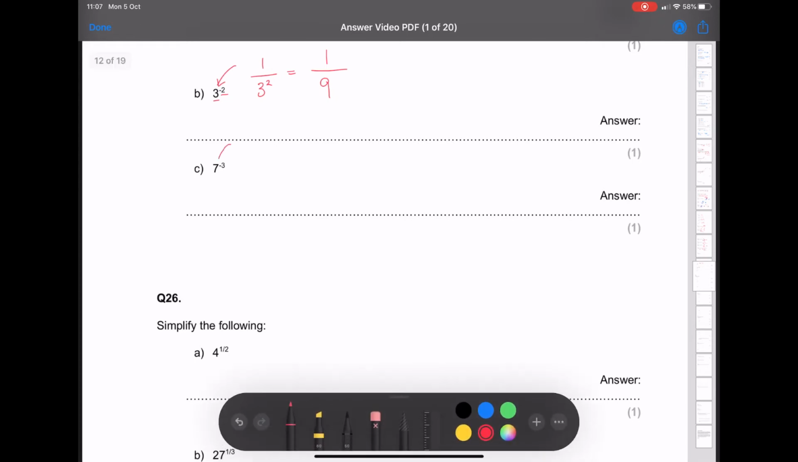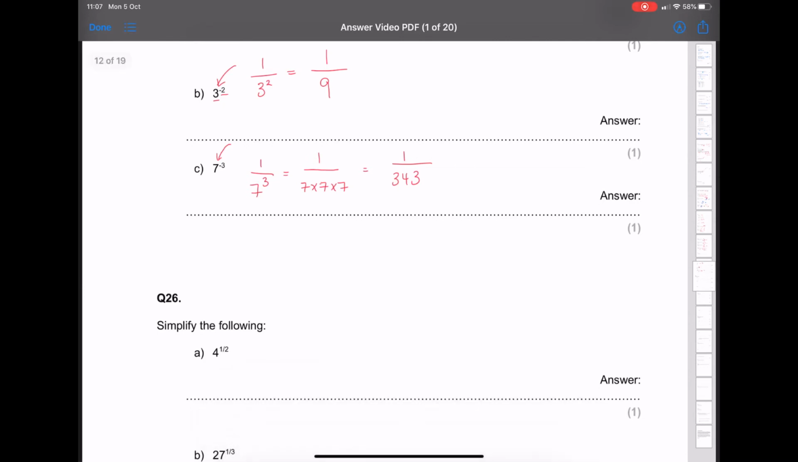Again, here we've got a minus. So this would be 1 over 7 cubed, which is 1 over 7 times 7 times 7, which is actually 1 over 343. I would have allowed you to use your calculator on that one, I think. Right, so that's those three.